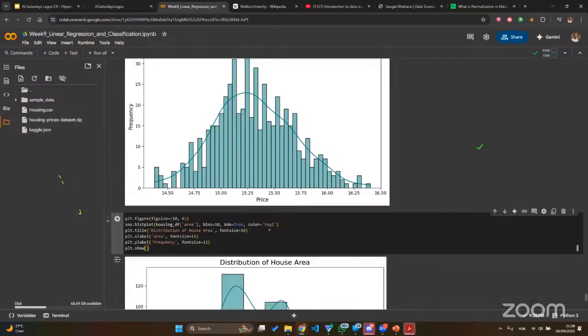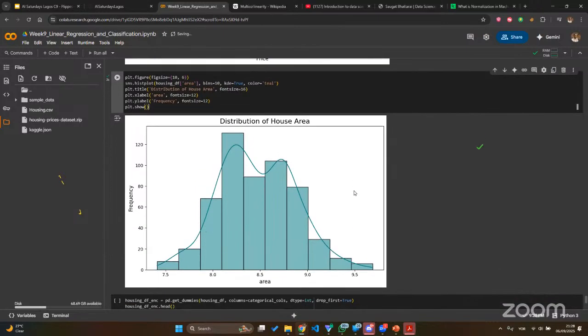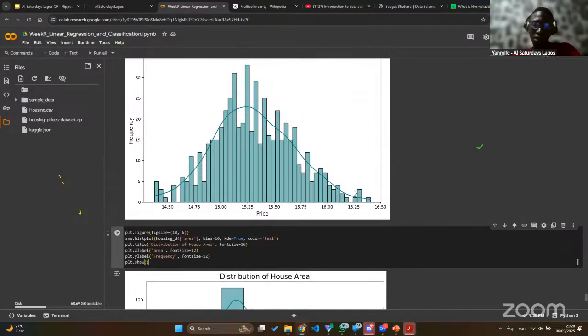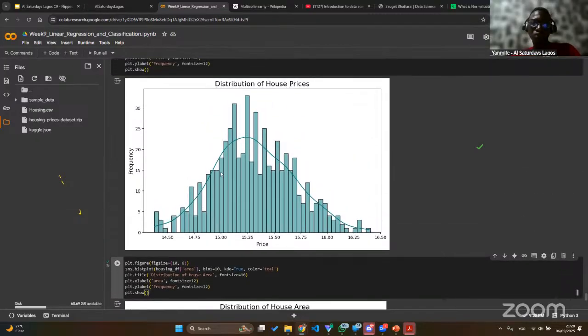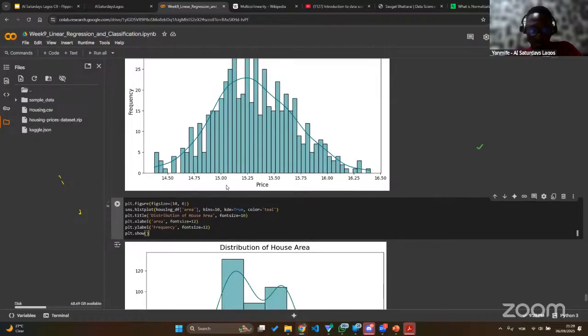So yes, it's cool. So it's better. Perfect. Yeah. So we now have a normal distribution. Now look at this, look at the range now. It is ranging from around, let's say, almost 14.25 to what?